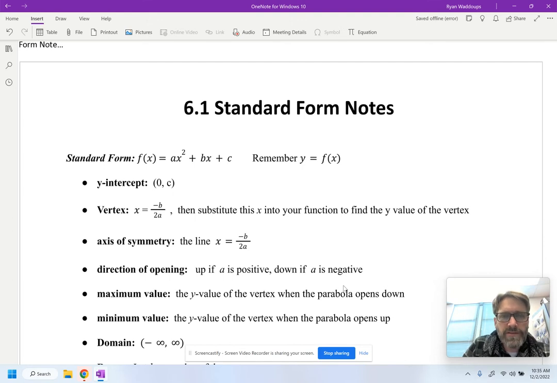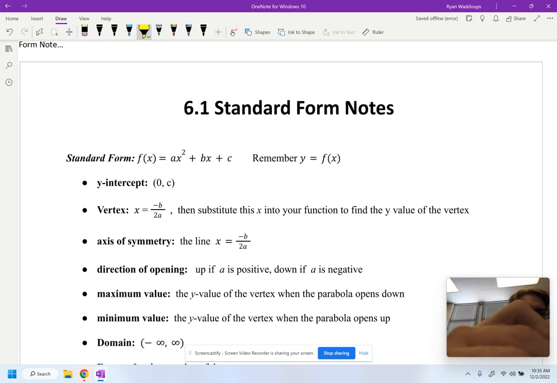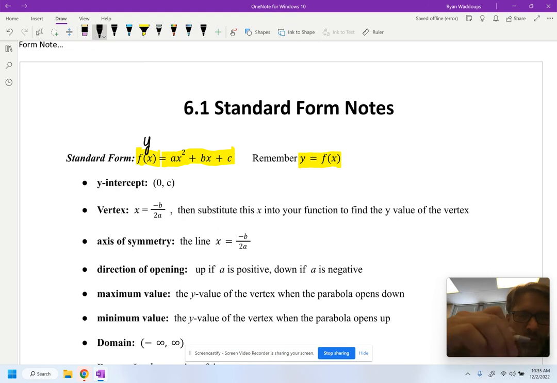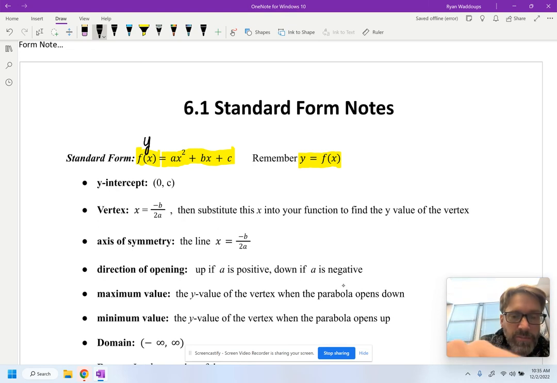Hi, welcome. This is a lesson on graphing quadratic equations using the standard form. The standard form of a quadratic is f of x is equal to ax squared plus bx plus c. And remember that y equals f of x. So we could just as easily, instead of f of x here, put y equals ax squared plus bx plus c.